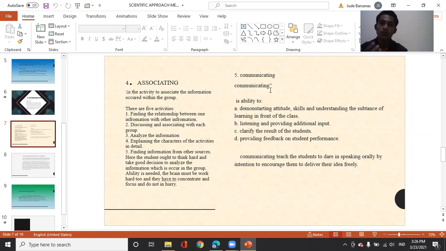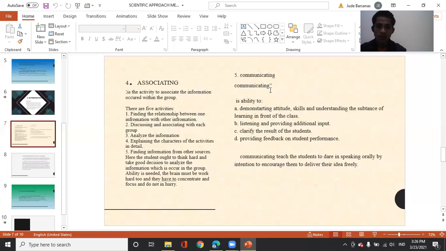It means to show respect, manners, how to speak, skills, and understanding the substance of learning in front of the class. They try to stand in front of their teacher and friends and say the result of their observation.